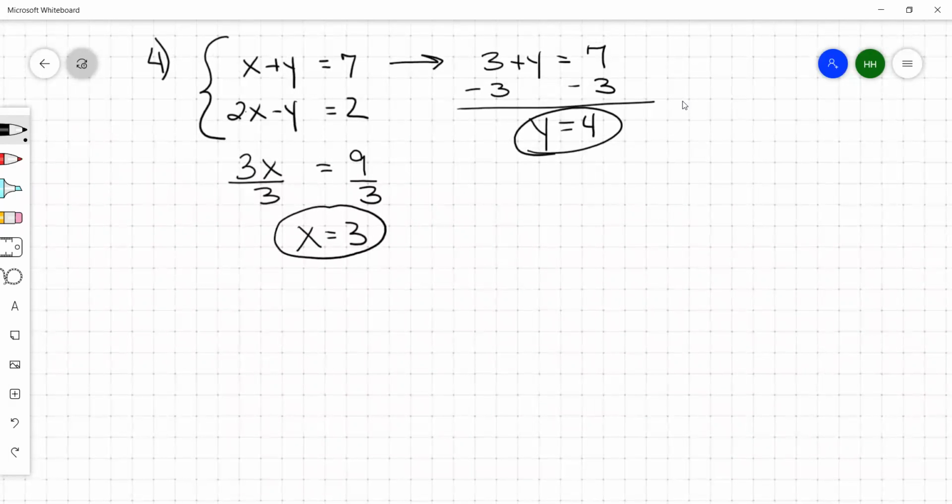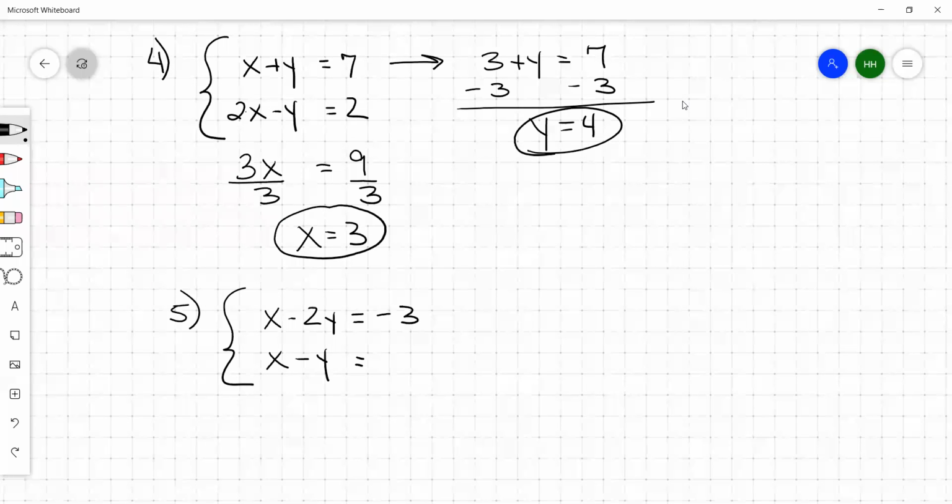Number 5. x minus 2y equals negative 3. x minus y equals negative 1. It'll be very easy here to eliminate the x's. You could multiply the bottom equation by negative 1. When you do that, all you have to do is change the sign of everything in there. So in the bottom, you get negative x plus y equals 1. The top equation stays the same.